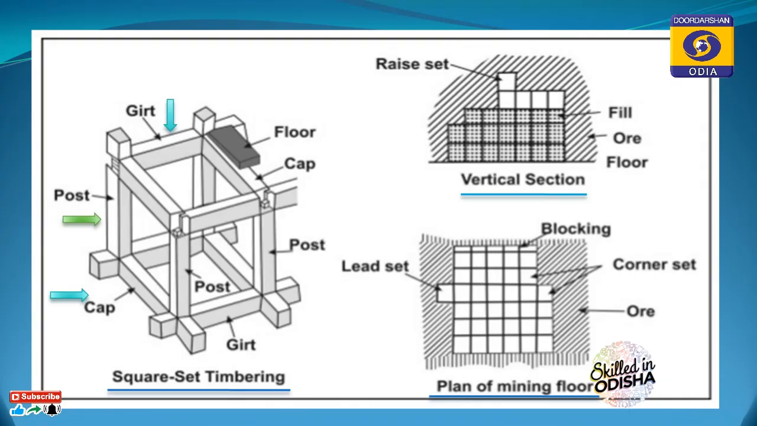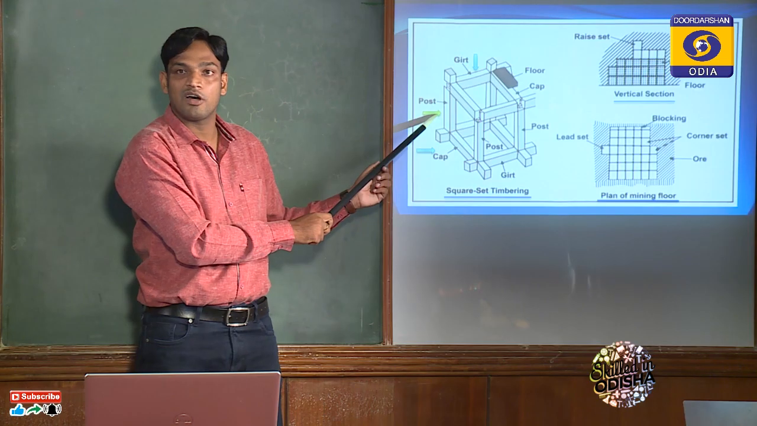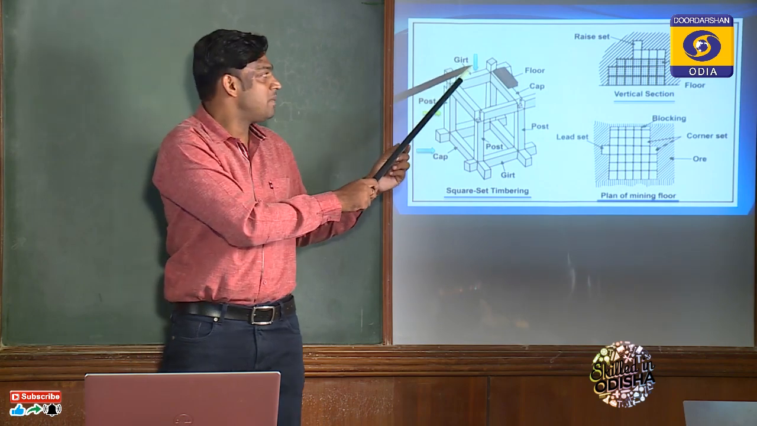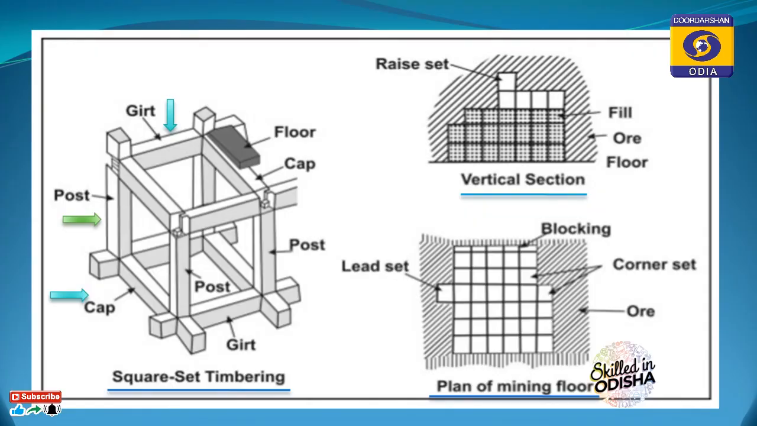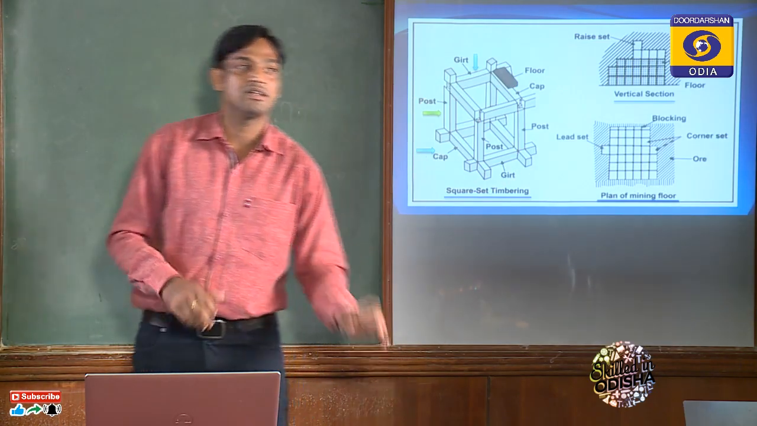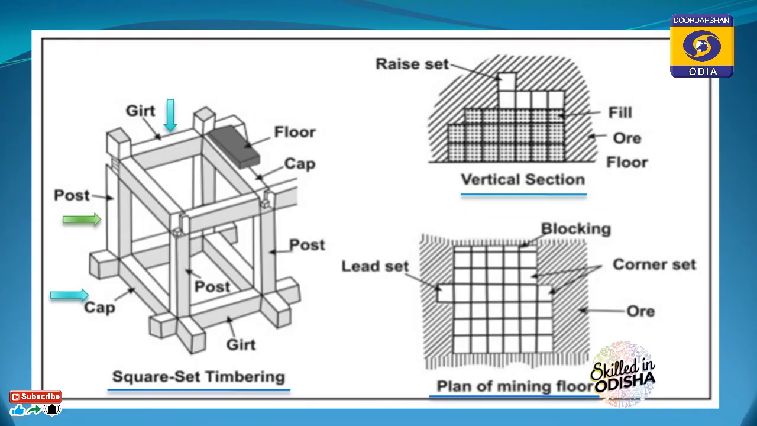Once again I need to say, the vertical member of the square set is known as post. The horizontal member of the square set is known as girt. The other horizontal member is known as cap. This is very important, because these are the things which support the entire stope.